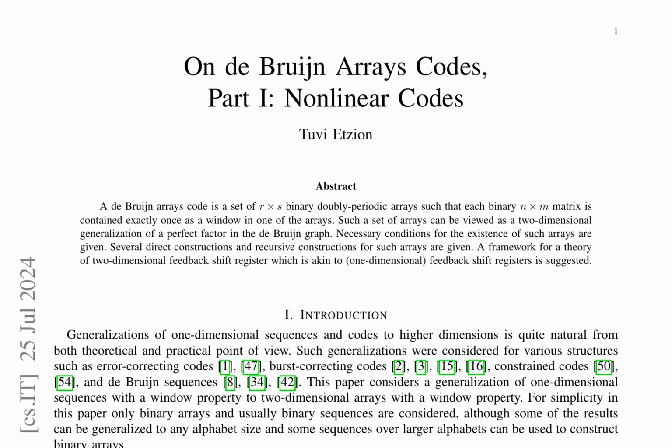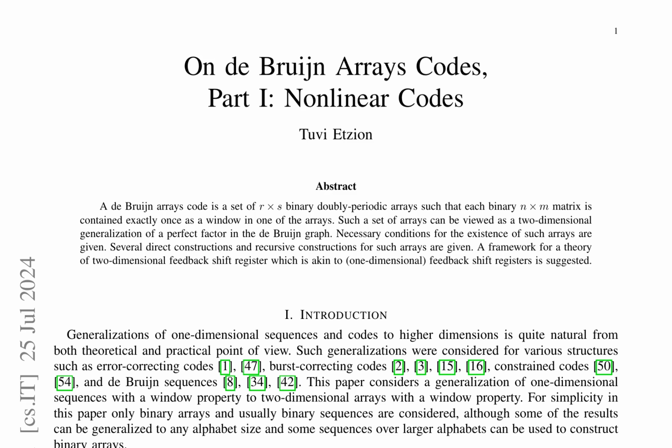This paper introduces the concept of de Bruijn arrays codes, a two-dimensional generalization of perfect factors in the de Bruijn graph. A de Bruijn array is defined as a set of R times S binary doubly periodic arrays, where each binary n times m matrix appears exactly once as a window in one of the arrays. This concept generalizes unidimensional sequences with a window property to two-dimensional arrays with a window property.